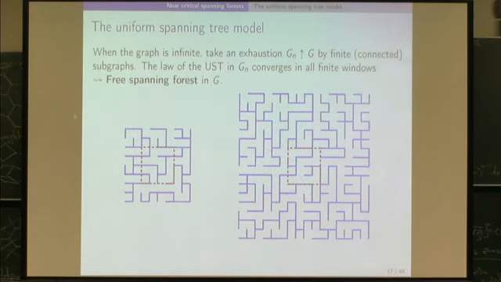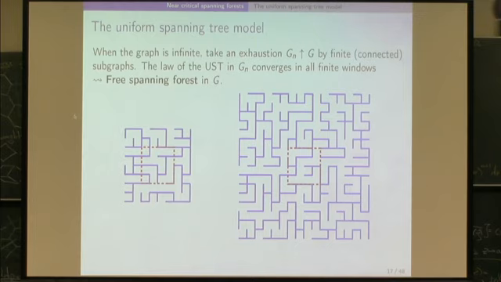So this is for finite graphs. And when your graph is infinite, you just have to take an exhaustion by finite connected subgraphs. And it's possible to prove that the law of the uniform spanning tree converges in all finite windows. So you will get what we call a free spanning forest in your infinite graph.